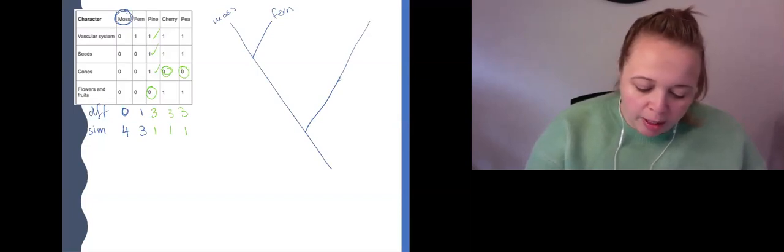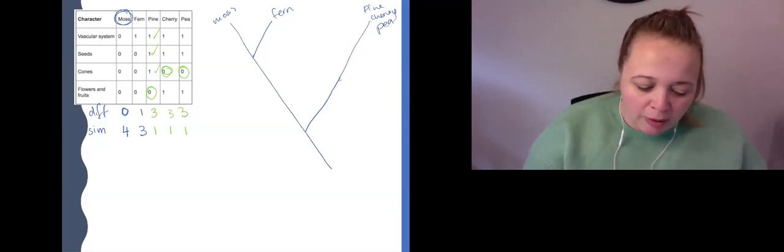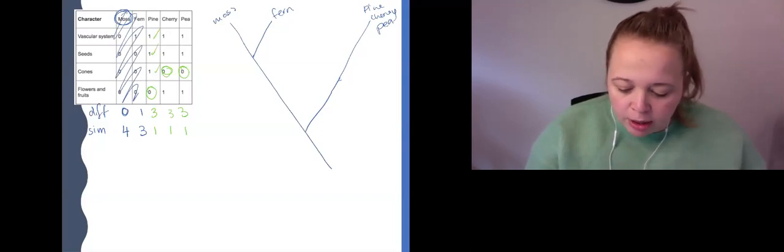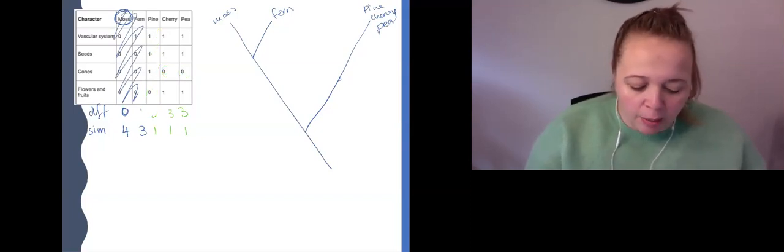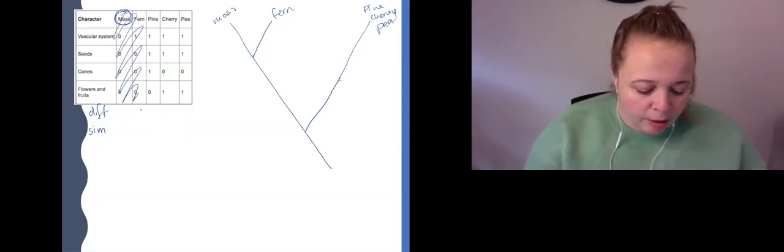So we've got pine, cherry, and pea. And we might go, that looks pretty accurate. However, let's just have a look. Let's just ignore all this data because that's out of the way now. And let's just have a look at what the differences are between the pine, the cherry, and the pea. I'm just going to get rid of those.